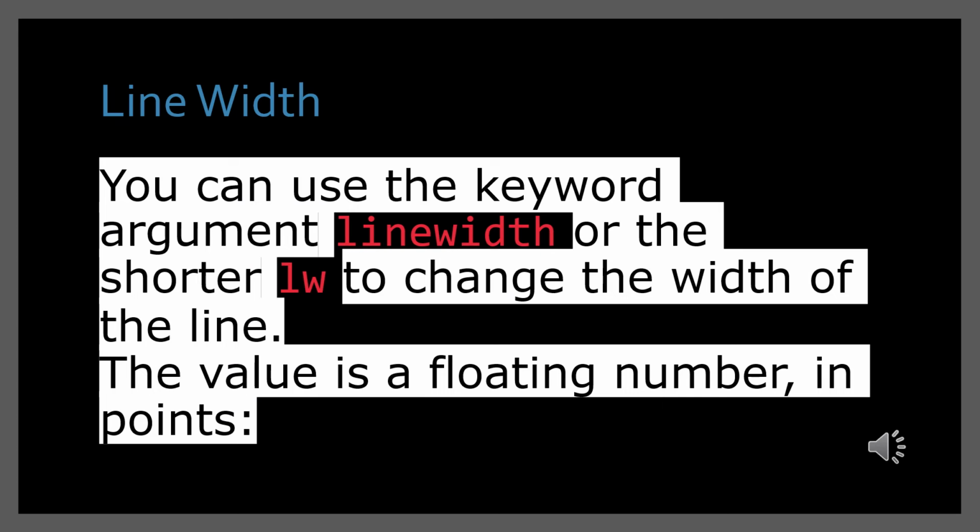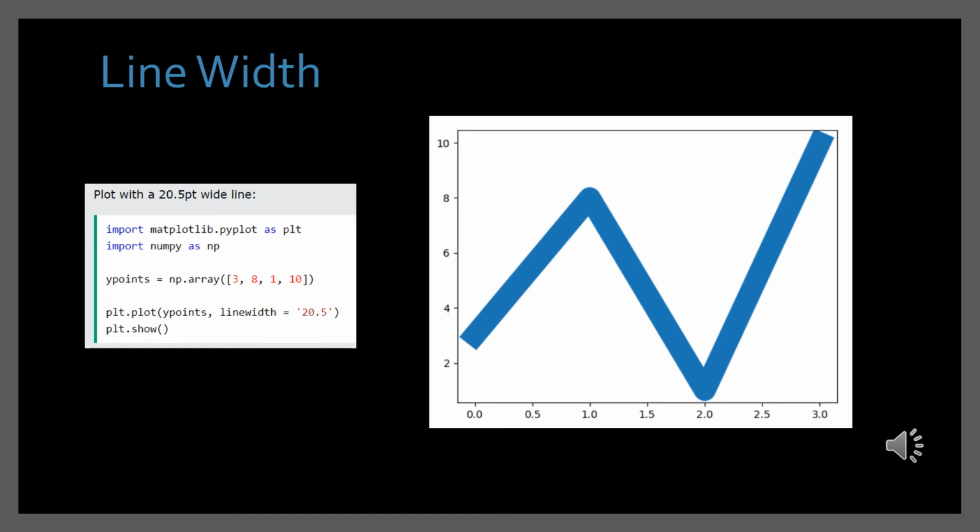Can we change the line width? Yes, we can change the line width also. The shorter form is lw, and we can use floating point numbers for that. We have given the line width as 20.5, so you can see on the right side that it is a thick line.